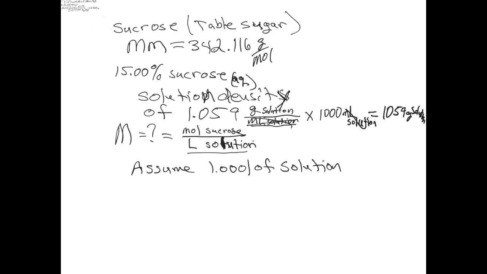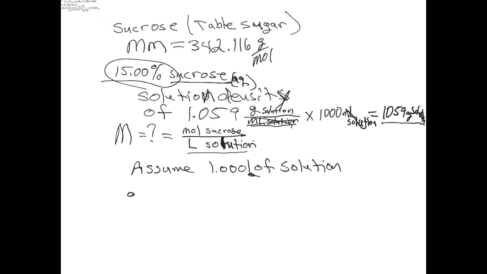So I'm assuming 1 liter of solution. I forgot to write the liter there. And that means in that 1 liter of solution, I have 1,059 grams of solution. Here's where we can use the percent now. I know that 15% of this 1,059 grams of solution is sucrose because it's 15%.